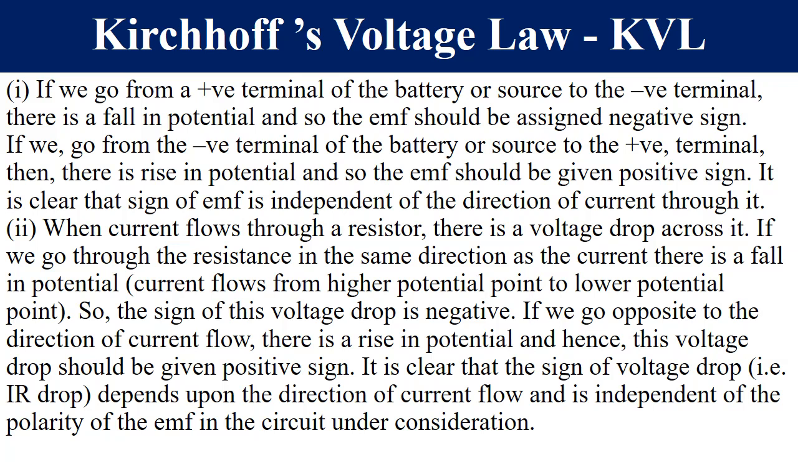But if we go opposite to the direction of current flow, there is a rise in potential, hence we assign a positive sign to the potential difference. So the sign of voltage drop depends upon the direction of current flow, and it is independent of the polarity in the circuit under consideration. Don't worry, this is going to stick when we do an example.